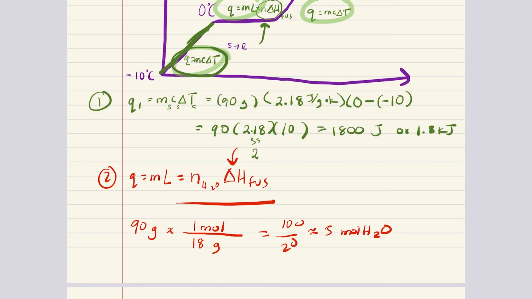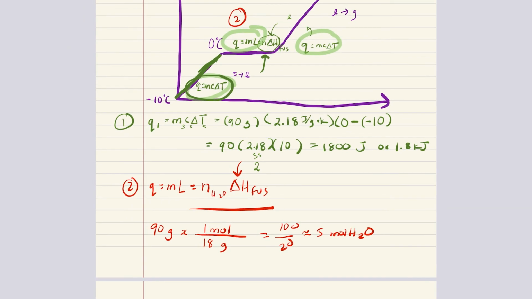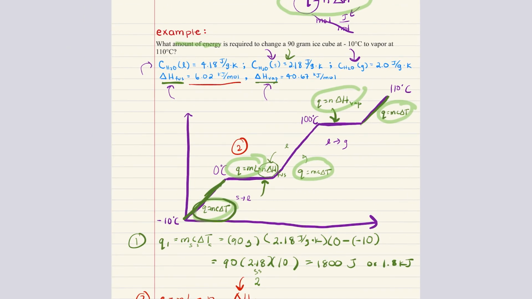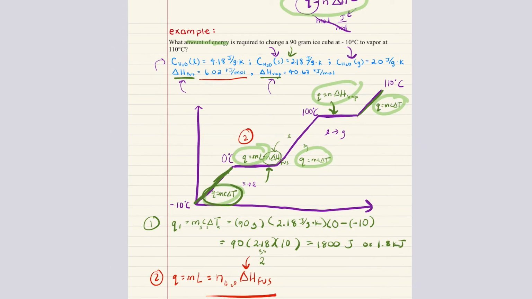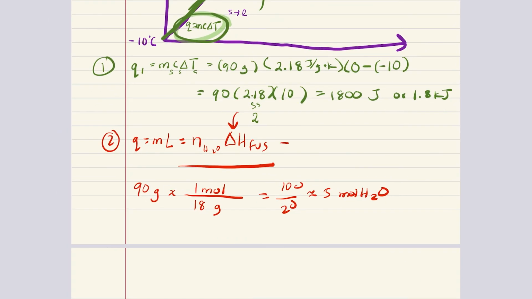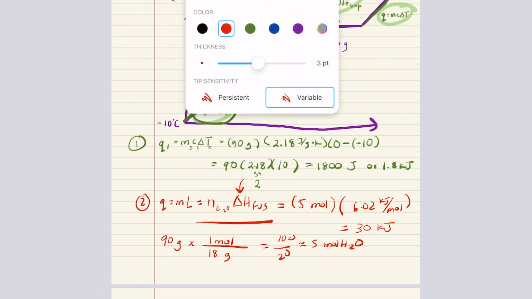So n is 5 moles, and delta H of fusion, we're given this in the problem, 6.02 kilojoules per mole. So let's go ahead and plug this in. That's going to give us 5 moles of water multiplied by 6.02 kilojoules per mole. And that gives us as a final answer here, 5 times 6, you can think of it like that, is equal to 30 kilojoules.